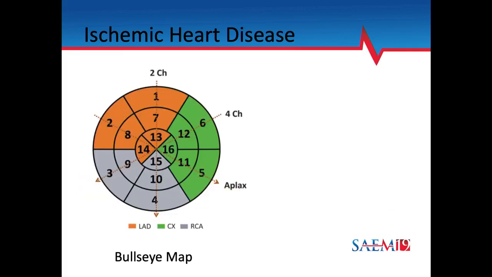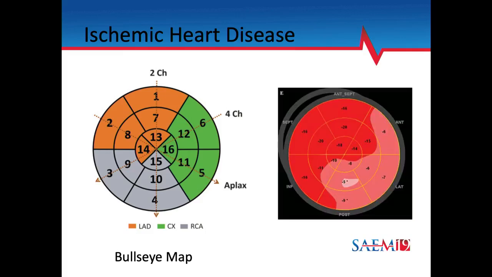This is the coronary artery perfusion distribution projected onto that bullseye map. And this is that patient's bullseye tracing. So you can see there's some posterior lateral impairment in strain. This patient was found to have a total occlusion of the intermediate artery.